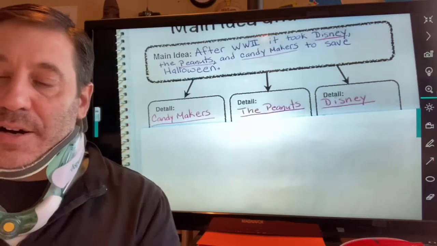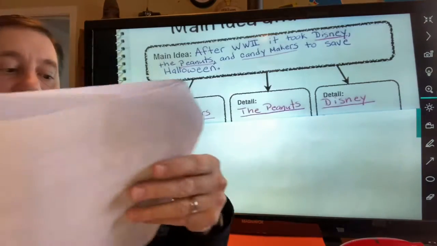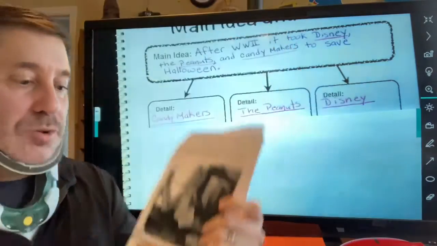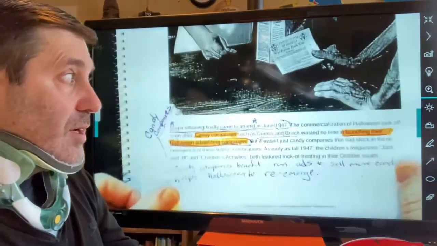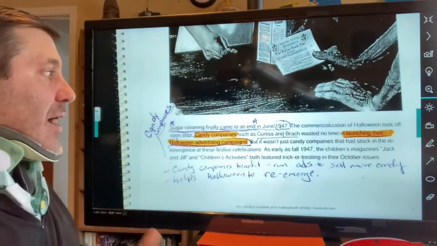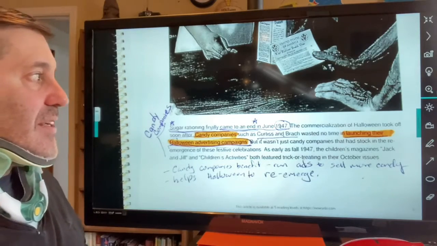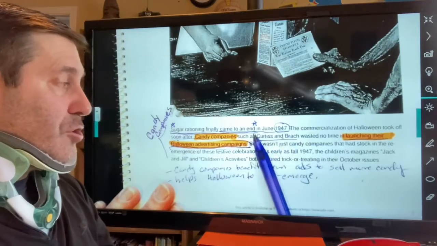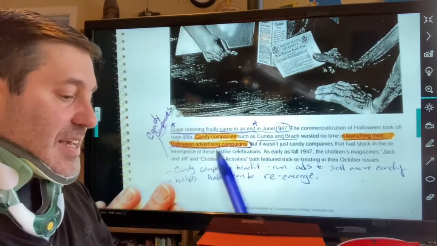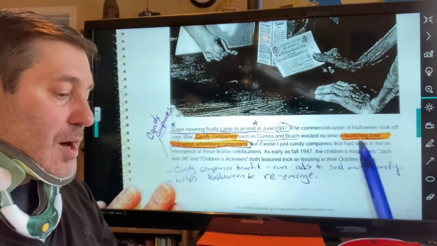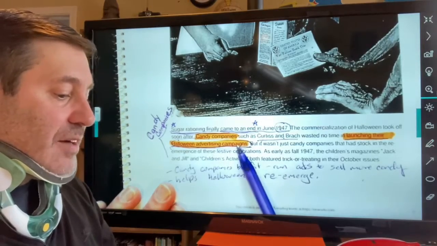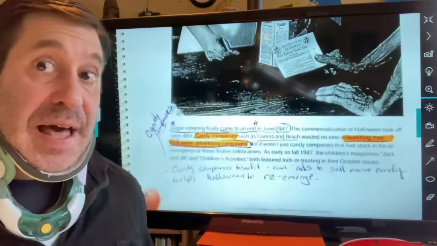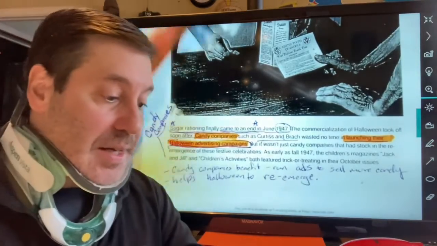Now, in my article, to figure out where these details are, I'm going to go right into the article. On the bottom of page 2, we have a paragraph all about the candy companies. And we know that in 1947, when the sugar rationing ended, the candy companies launched Halloween advertising campaigns. Okay, so they ran ads. That is what they did.